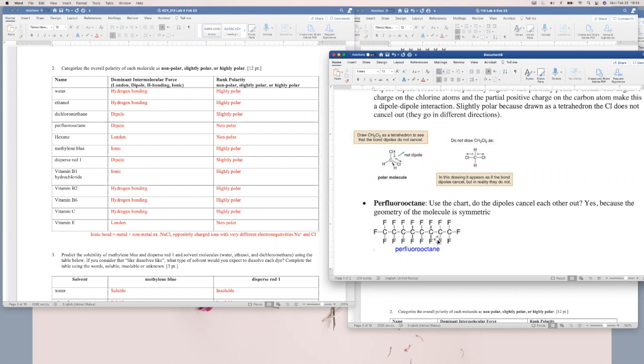It's basically drawn and represented in the same shape, so this is symmetrical. Unlike the dichloromethane, the perfluorooctane dipoles can cancel each other out, and so it's symmetric. Hopefully the chart above helped you determine that this would be symmetric, and so this is going to be nonpolar and dipole.